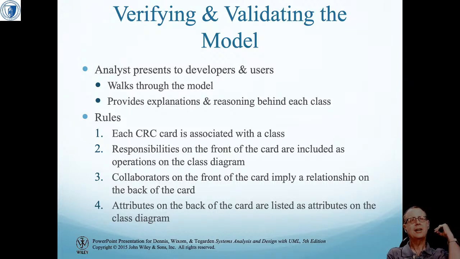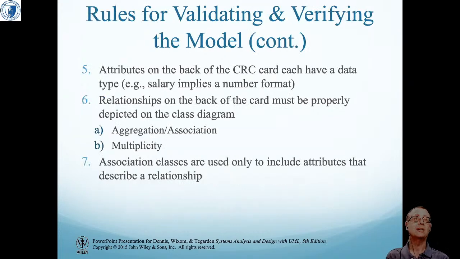So each CRC card is associated with one class. The responsibilities are included as operations on the class diagram. Got to make sure that's true. Collaborators on the front of the card imply a relationship on the back, and attributes on the back are listed as attributes in the class diagram. Attributes on the back each have a data type, right? We need to know whether it's an int or a float or some other class.